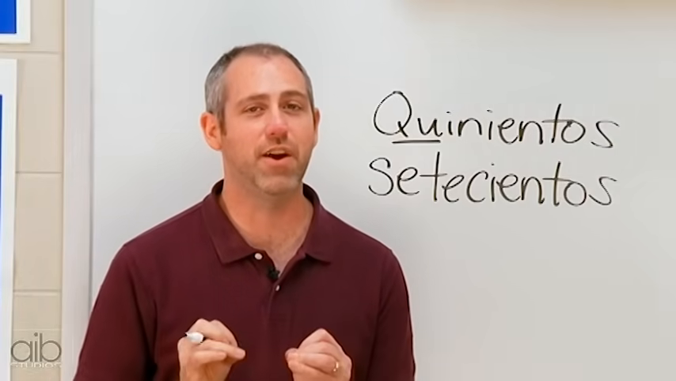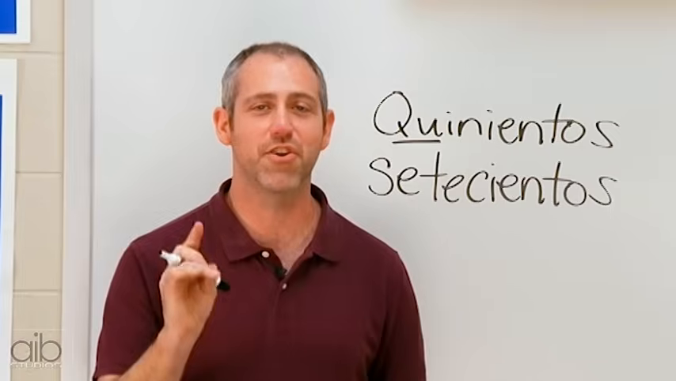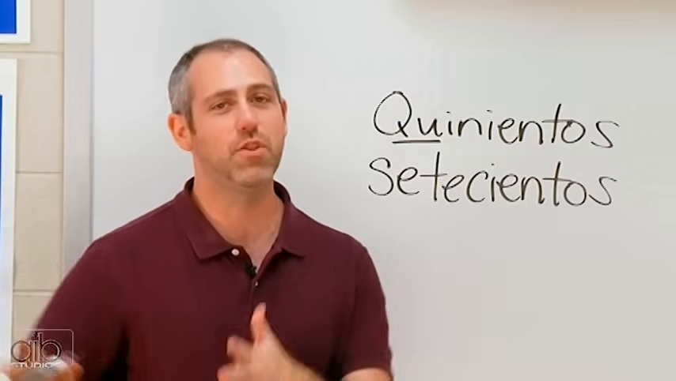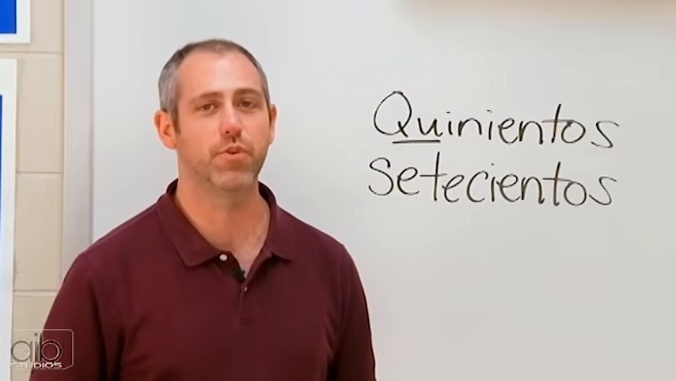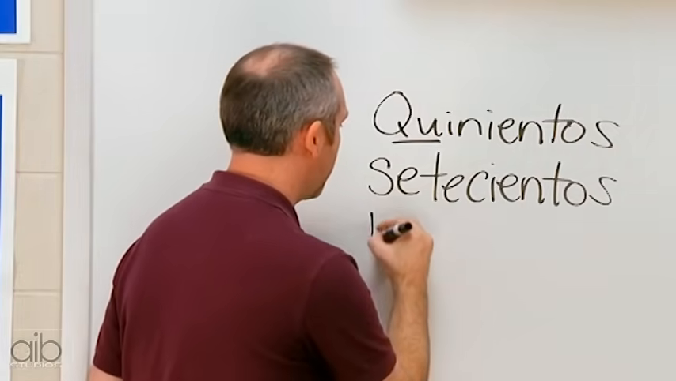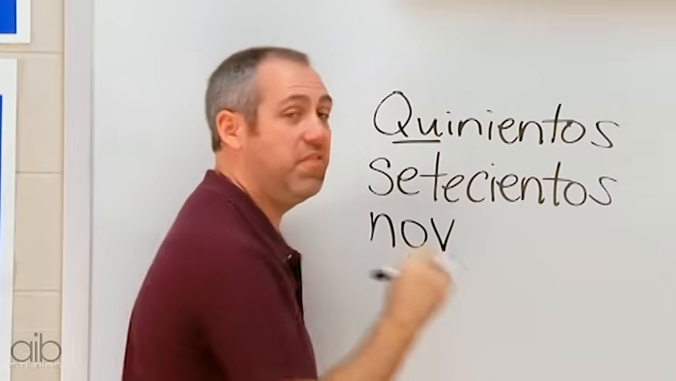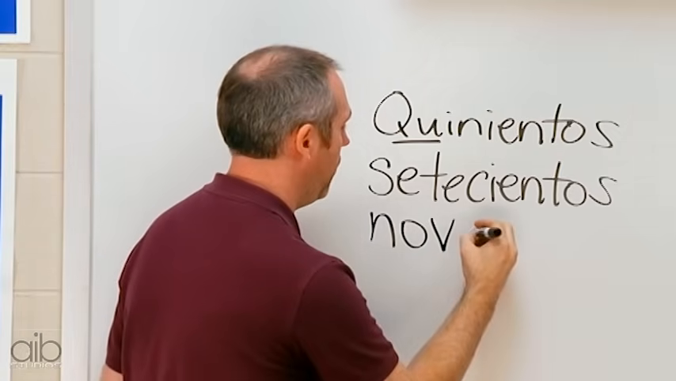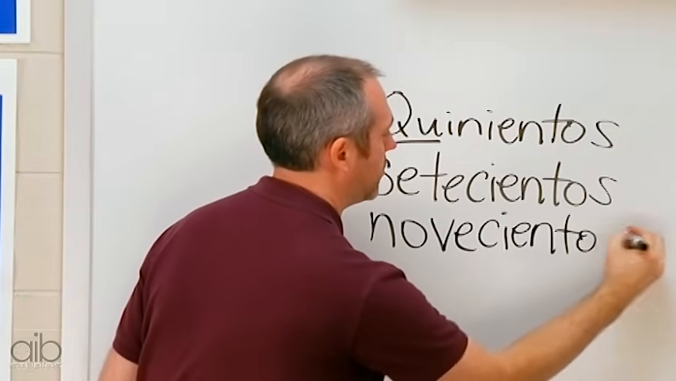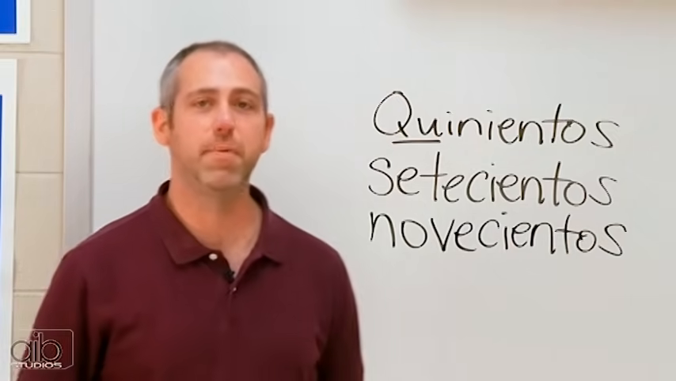Okay, now 900, I told you that's our third and final rule breaker here with the numbers. 900 is not going to be nueve. It's going to take on its Latin root form, and it's going to be N-O instead of N-U. So what we're going to have is N-O-V instead of the N-U-V, U-E-V. So 900 is what we get. So try to say 900.